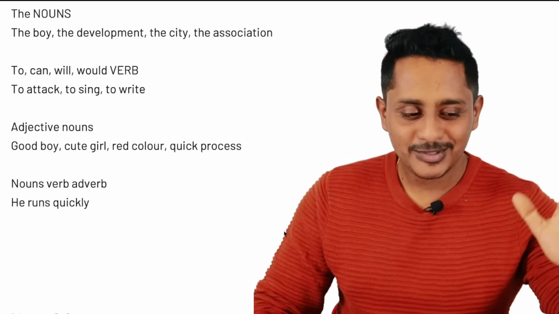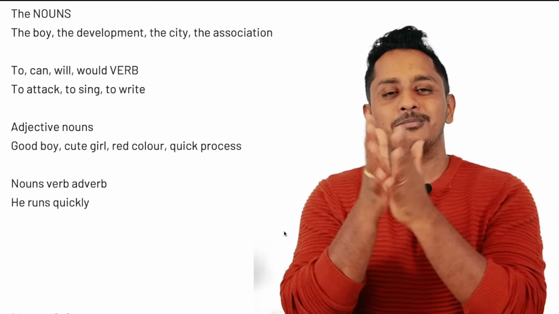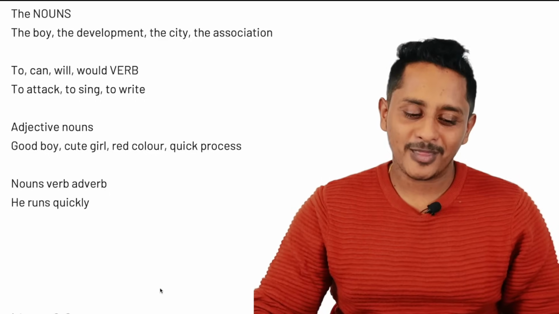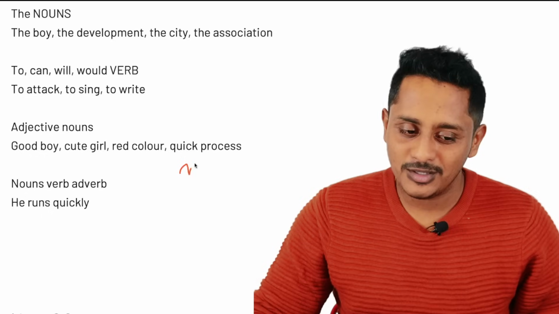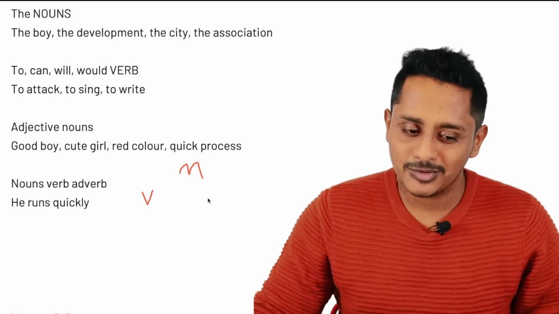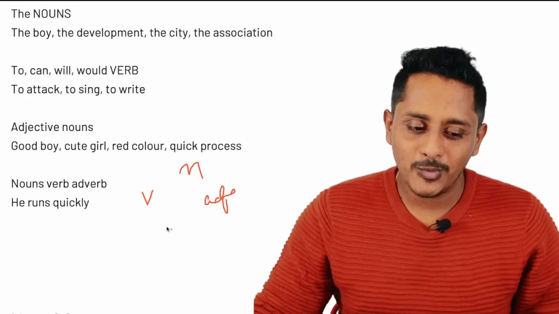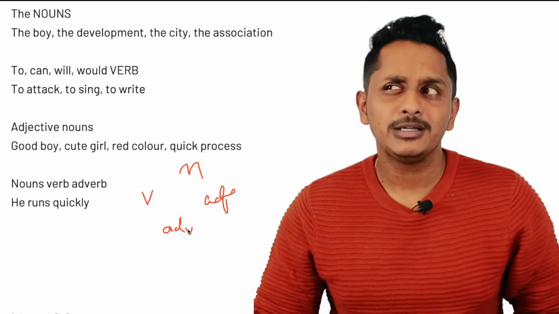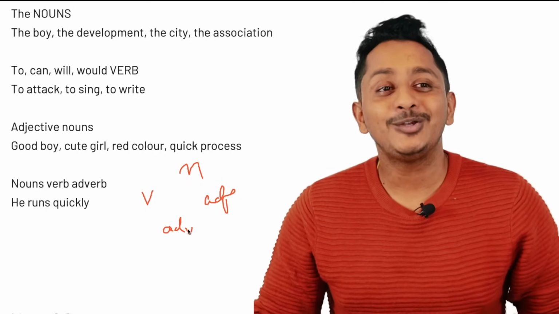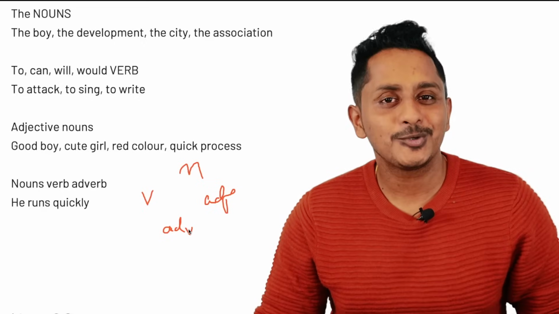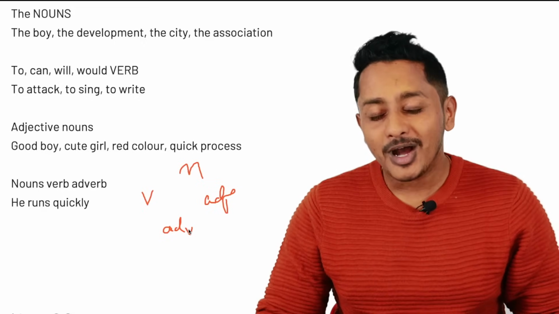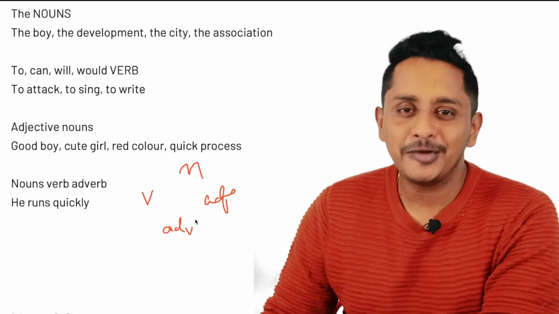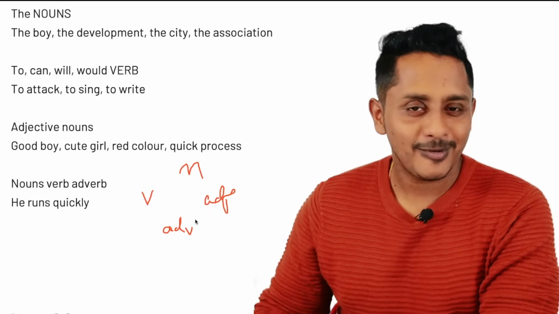So now comes the adverb. Adverb is an extension of a verb. Adverb is an extension of an adjective. We saw the noun, we saw the verb, we saw the adjective, correct? Now, adverb explains how. He runs how? He runs slowly. He talks how? He talks quickly. He is good. How much good? He is extremely good. He is little good. So this adverb is an extension of a verb or an adjective.